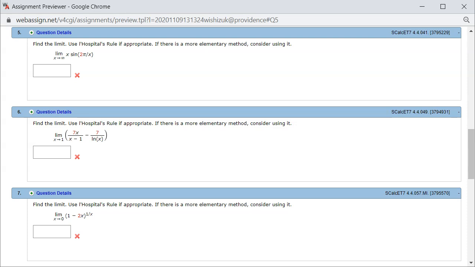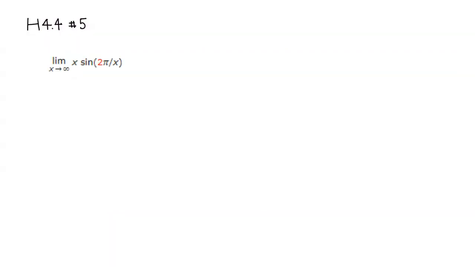All right, let's look at homework 4.4, problem number 5. Let's evaluate this limit here. First, we're just going to see where it goes. As x approaches infinity, you can see that this guy approaches infinity.